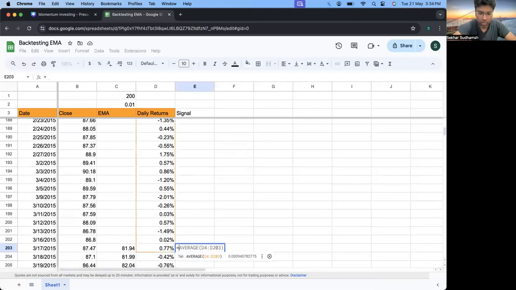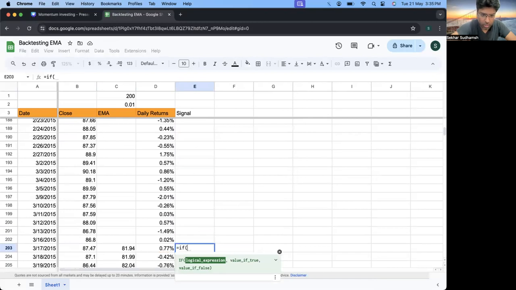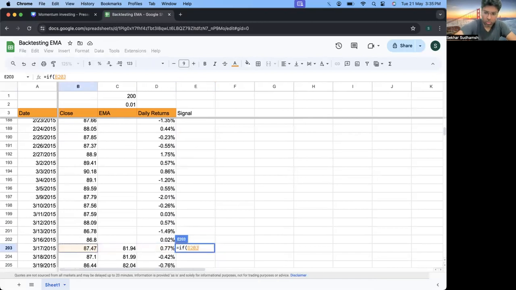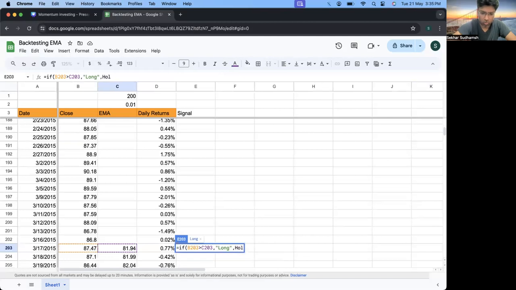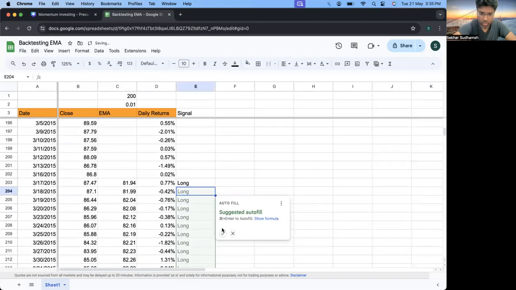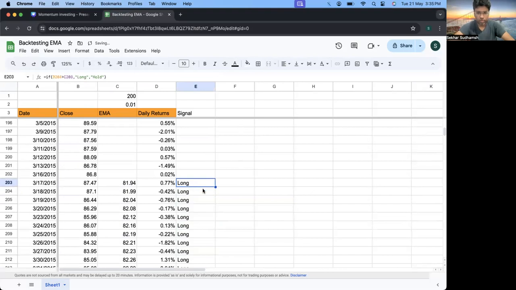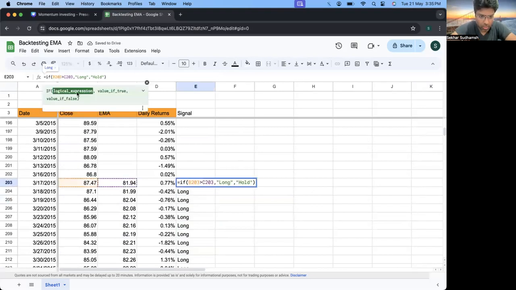So the formula will be equal to if today's closing price is greater than today's 200-day EMA, then go long. Some people use long and some people use buy. Both mean the same. I'm going to use long. And if it is not long, then hold. So that is the condition. Let me autofill it. Okay, so this is the condition. Take a look at it. If today's close price is greater than today's EMA, then it is long, else hold.